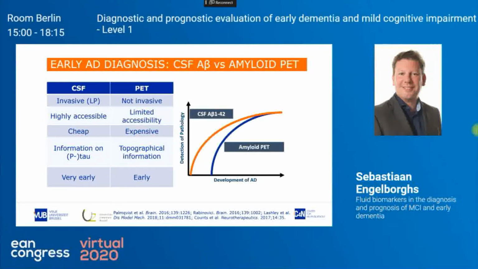Amyloid can also be analyzed by means of an amyloid PET, which is not invasive, but the accessibility of PET scans is limited, as it is an expensive technique. An advantage of PET as compared to CSF biomarkers is that you get topographical information, which can be important. Amyloid PET changes a little bit later than the CSF changes in Alzheimer's disease with regard to amyloid. But the question is if this is clinically relevant.